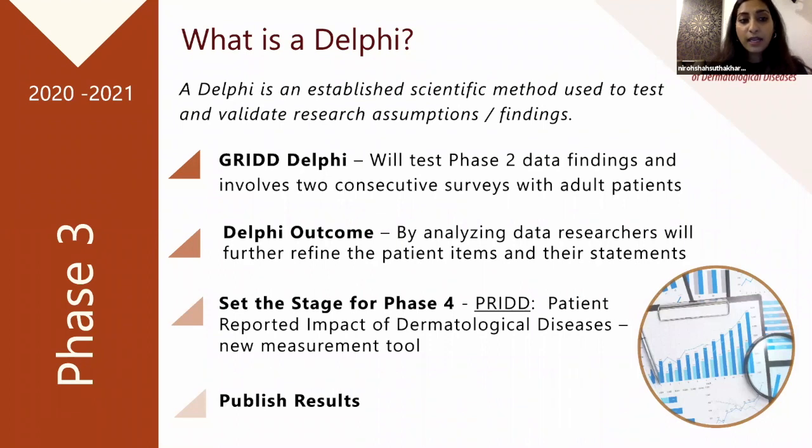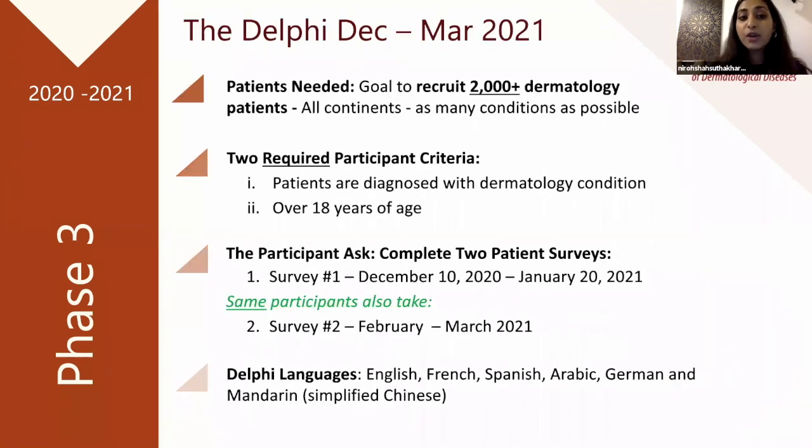GRIDD Delphi will test phase two data findings and will involve two rounds. For your reference, in phase two, we engaged with patients and patient leaders to identify a range of issues experienced by people living with dermatology conditions. We call these issues items. This was conducted through focus groups and individual interviews to create a comprehensive list of items for the new measure that reflected those issues.